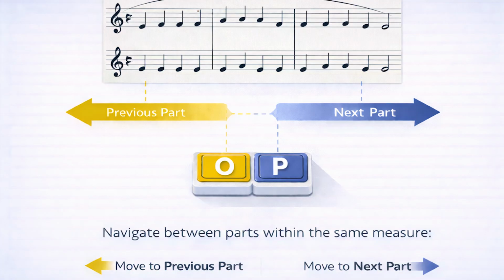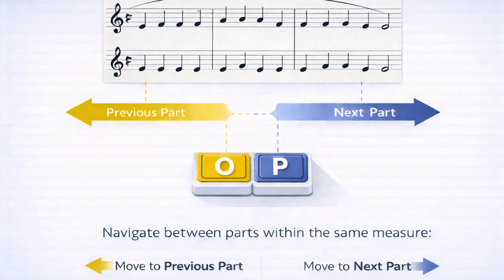If the score contains multiple parts, as often happens in ensemble music or in scores for multiple instruments, you can also move from one part to another while keeping the same measure. To do this, use the O and P keys. Pressing P moves you to the same measure of the next part. Pressing O moves you to the same measure of the previous part. This function is extremely useful for comparing what happens at the same musical moment across different instruments.